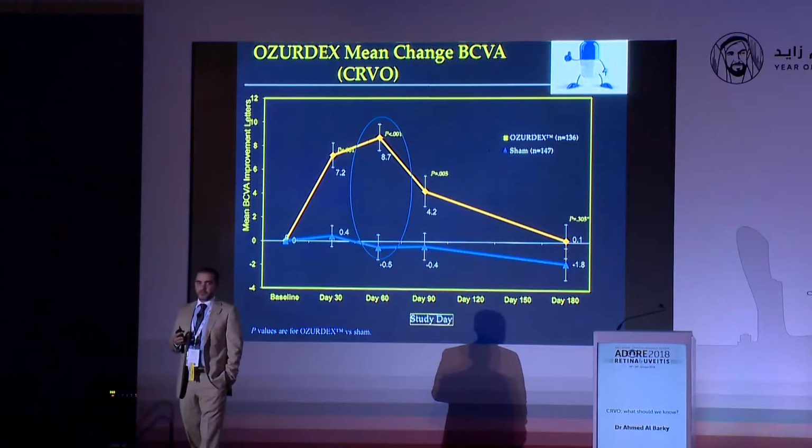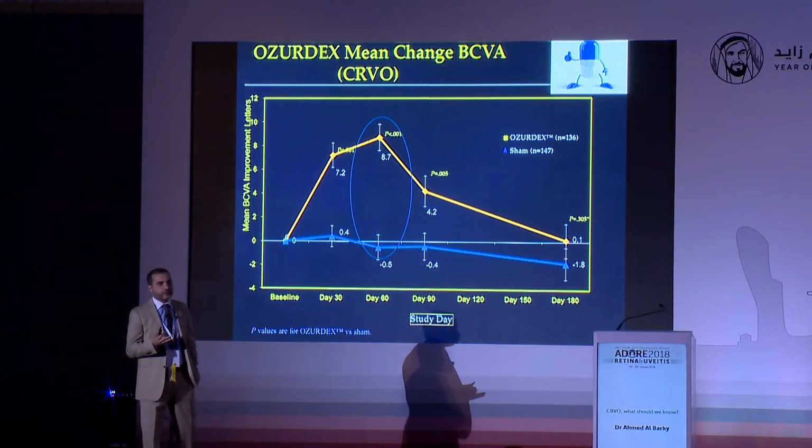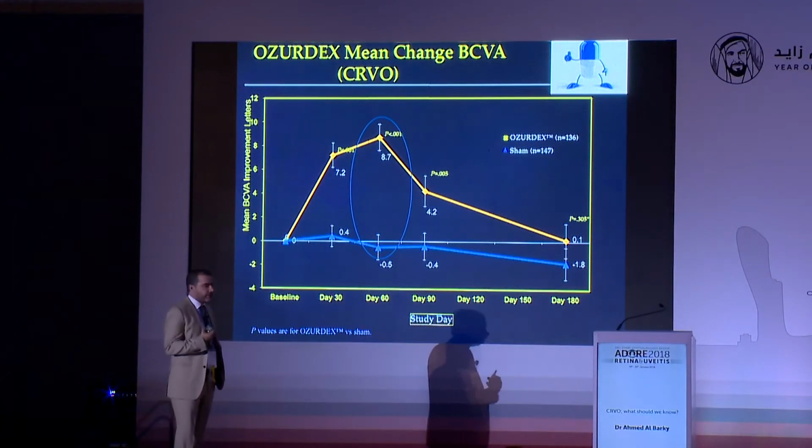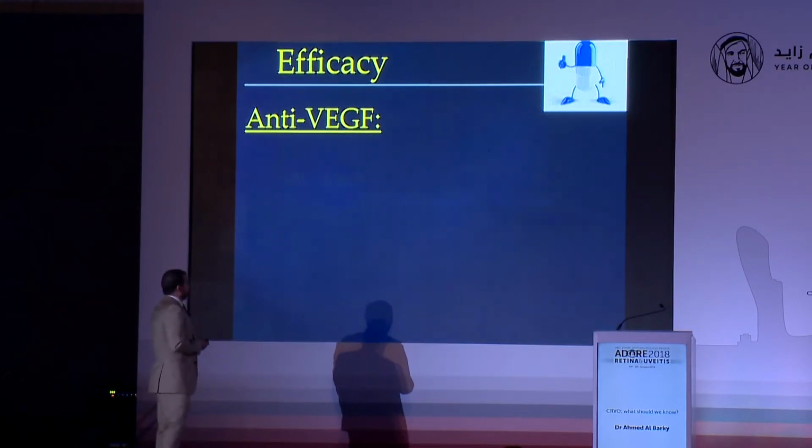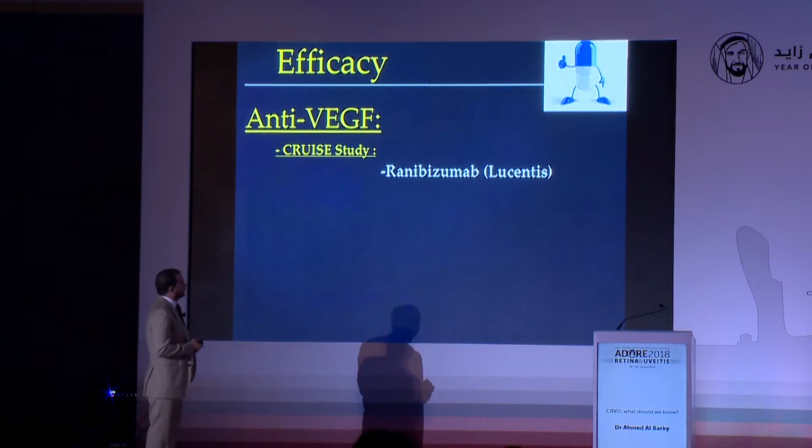And we all know about the duration of the dexamethasone implant. I don't know if other people see the same. I think it does not last more than 4 to 5 months. It does not last 6 months. This is according to my experience. What about anti-VEGF? Ranibizumab, the most commonly used now, and also aflibercept.